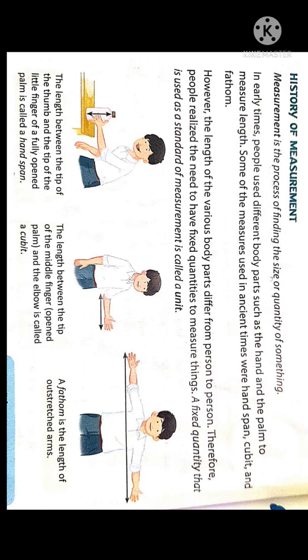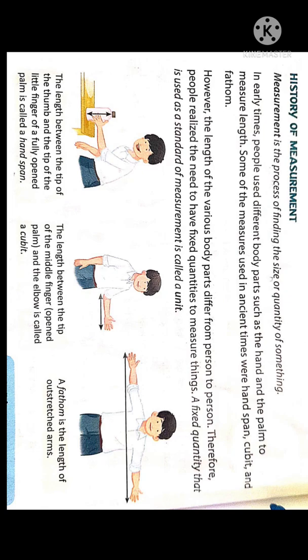What is meant by hand span? See the first picture. The length between the tip of the thumb and the tip of the little finger of a fully opened palm is called a hand span. See the second picture, children. What is meant by cubit? The length between the tip of the middle finger and the elbow is called a cubit. Next, see the third picture, children. Now we are going to learn about a fathom. What is meant by fathom? A fathom is the length of outstretched arms.